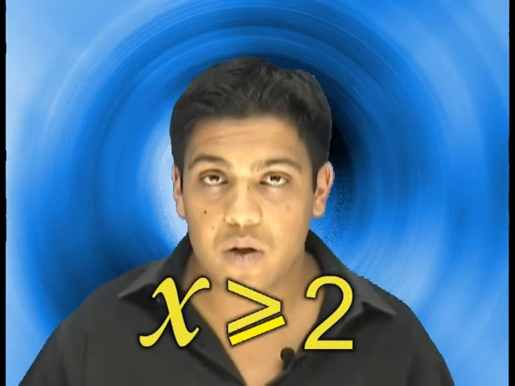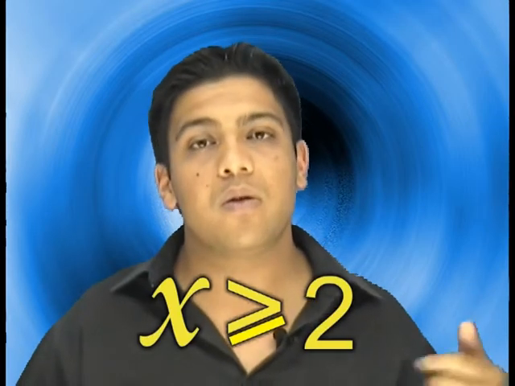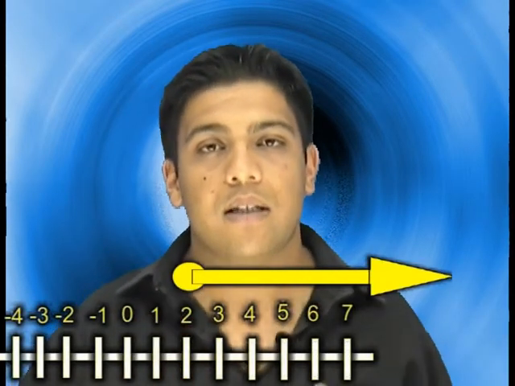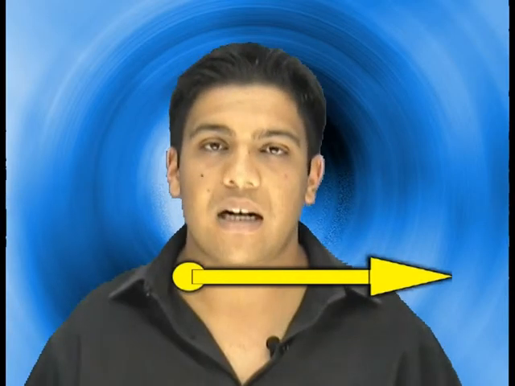So it can be 2, or 2.1, or 2.2, or 3, or 4, or 5, or anything bigger than or equal to 2. The way I represent that on my number line is I'll put a closed circle over the 2 with an arrow attached to it, also pointing towards the right.